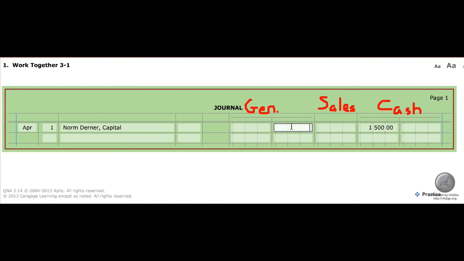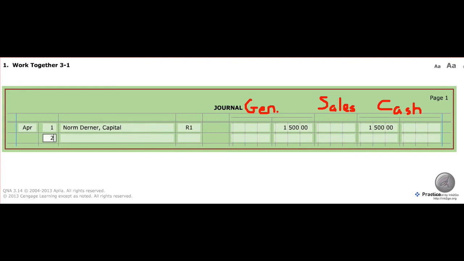And my general credit for $1,500. For every debit you have, the line must have a credit. So you must have a debit and a credit for every transaction or date we do. For April 2nd, oh, we're missing something here. We forgot to put in our reference number. Document number was R1.